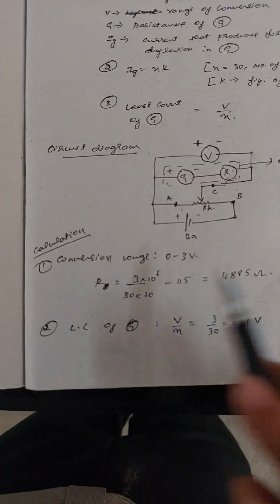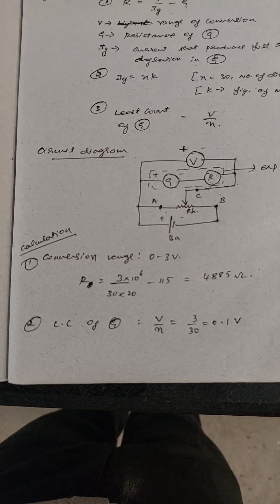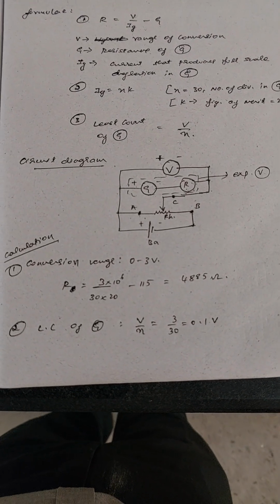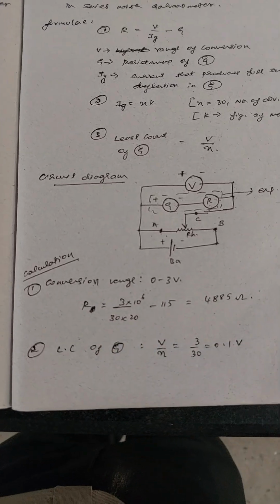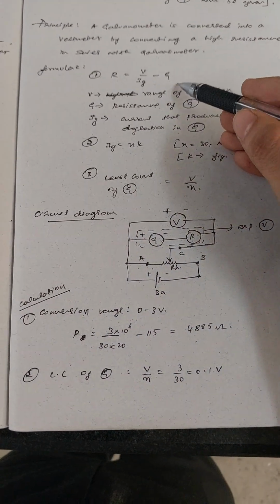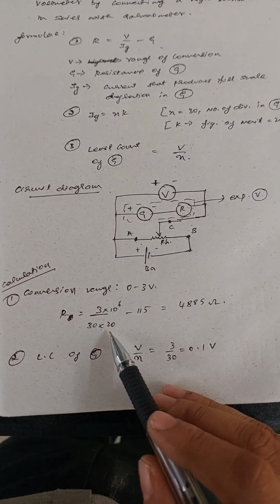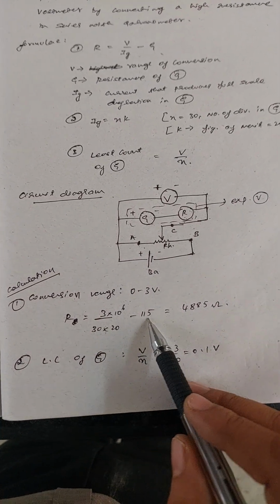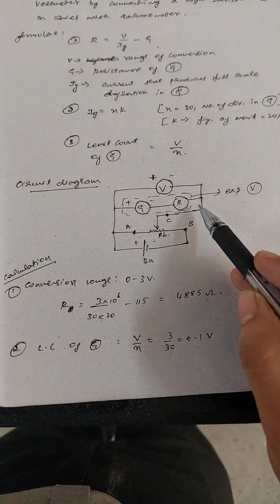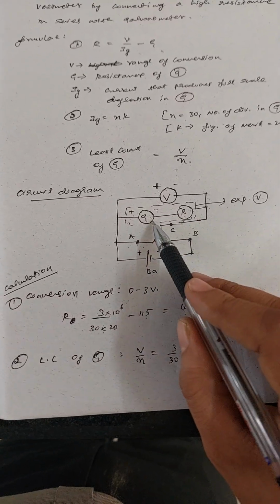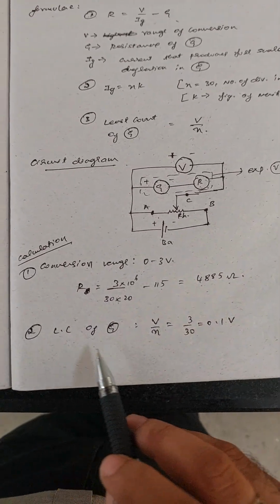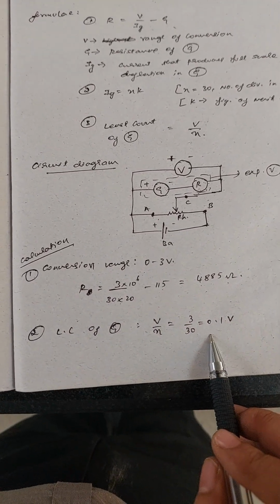And this is the calculation part. So conversion range. If the question says convert the galvanometer into voltmeter of range 0 to 3 volts, then what is the resistance that must be connected in series? That we can calculate using the formula which I have already mentioned here. I have plugged in the values already. So I'll get 4885 ohms. That is the resistance that I must be connecting with galvanometer in series for it to behave like a voltmeter. Now the least count of galvanometer is V by N, which is 0.1 volts.